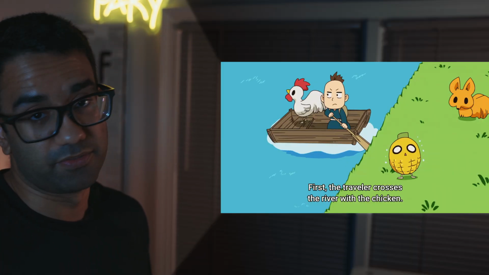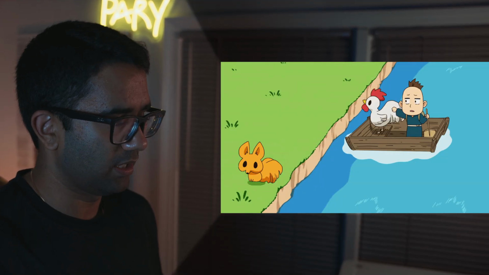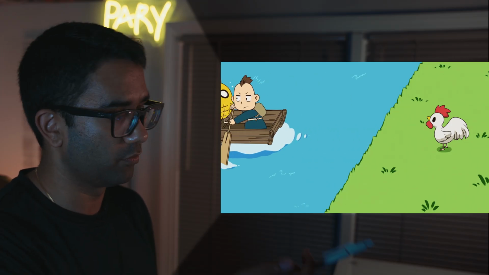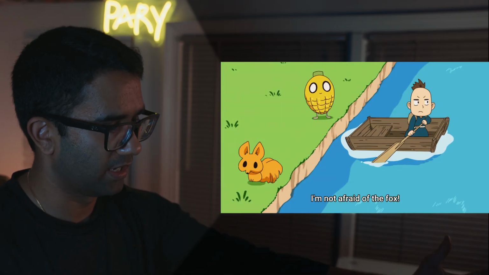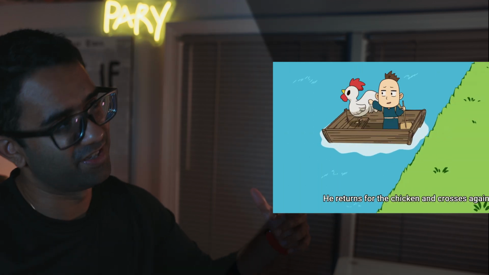The way to solve this is in 7 steps. Number 1, you have to start with the chicken. Number 2, you go back with an empty boat. Number 3, pick up the fox. Number 4, trade the fox and the chicken so that the fox is on the other side and the chicken is in the boat. Number 5, go back and trade the chicken for the corn. Number 6, you leave the corn with the fox on the other side. And then the only thing left on the original side is the chicken.